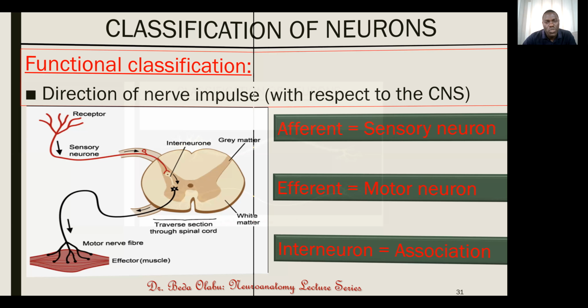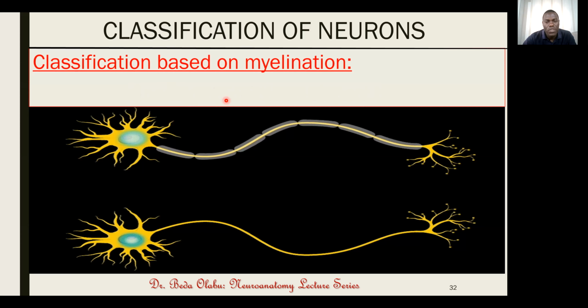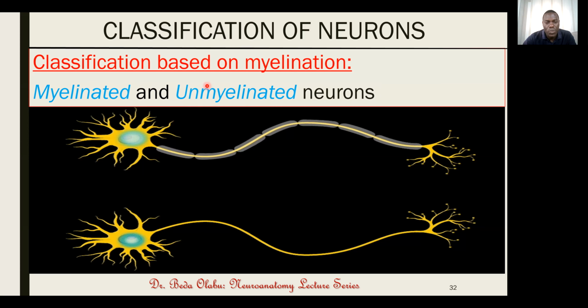I promised you that I'll teach you two other forms of classification of neuron. The third way in which you can classify a neuron is based on myelination. If the neuron has a myelin sheath, you call it a myelinated neuron. If it does not have a myelin sheath around it, you call it an unmyelinated neuron. The myelinated neurons will tend to be faster because they have myelin sheath around them. The unmyelinated neurons are slower. Remember the gaps between the myelin sheaths are what we call the nodes of Ranvier.